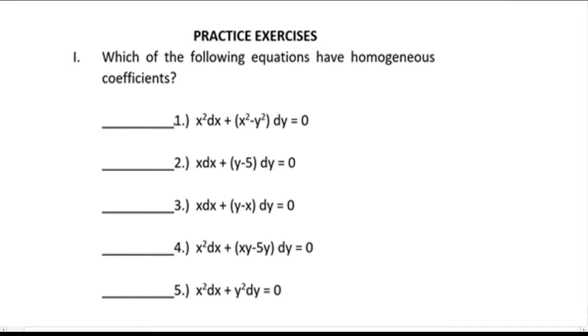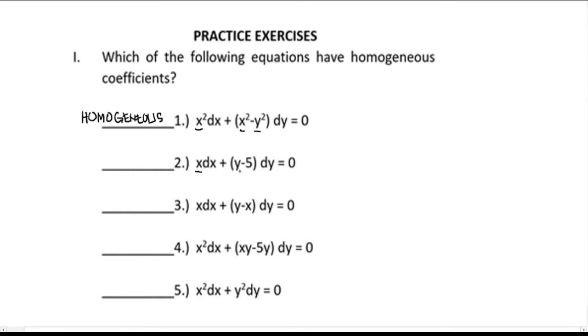We are now going to answer. For number 1, for the dx term, x squared has a degree of 2. For the dy term, x squared has a degree of 2 as well as the y squared. So all of these factors have degrees of 2. Therefore, this is homogeneous.